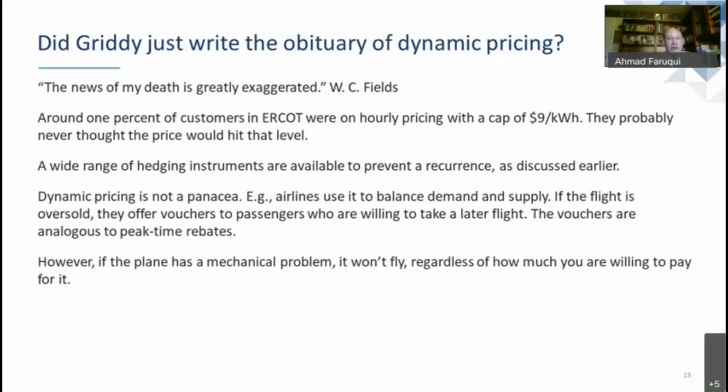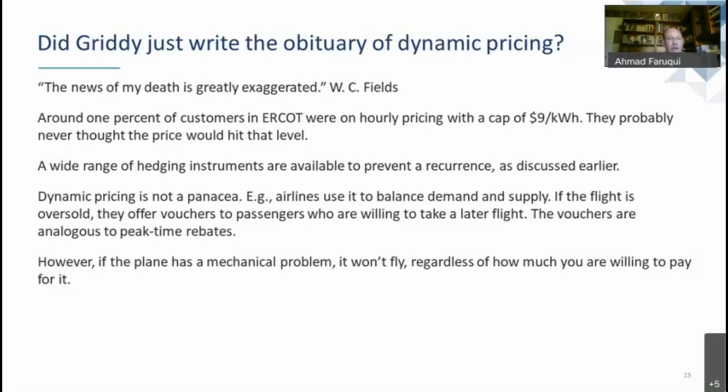Just think about an airline. Airlines use dynamic pricing to balance demand and supply. If the flight is oversold, they offer vouchers to customers who are willing to take a later flight. And I'm sure all of us have been on a plane where those vouchers were offered. I have never taken them. I've been on a business trip. I could never afford to take another flight, but there's always someone who will take it, and then they keep raising the price. At some point, demand and supply are in balance and the plane takes off. These vouchers are nothing else but peak time rebates.